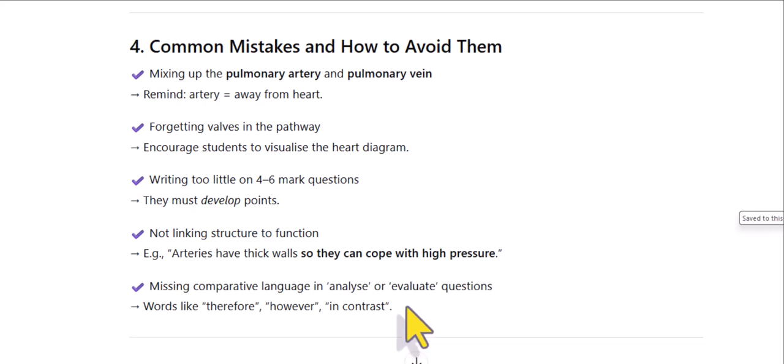So another really good way, I think, for us teachers to make best use of AI to help support our students, in this case, to develop their exam technique.